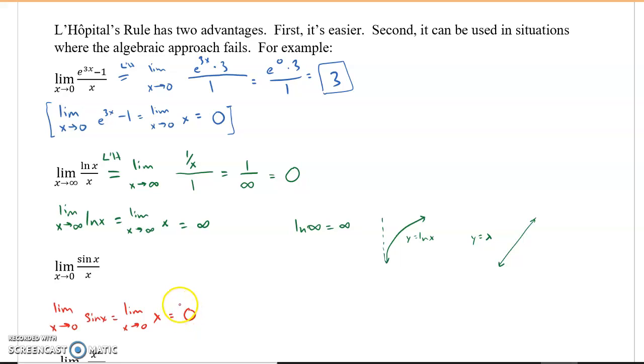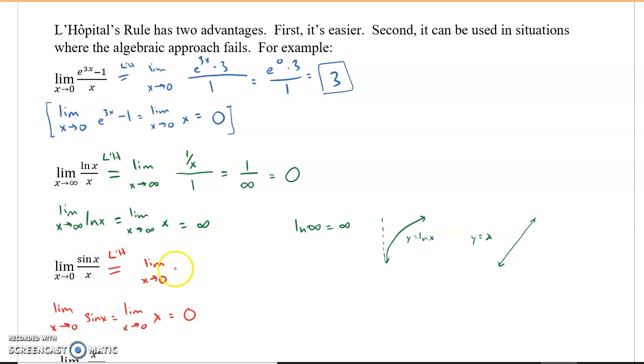So because we get 0 over 0, remember those are the two magic values, right? Infinity or 0. If the top and the bottom are both 0, or if the top and the bottom are both infinity, then L'Hopital. I have to sing when I do L'Hopital's rule. I don't know why, it's just a thing.